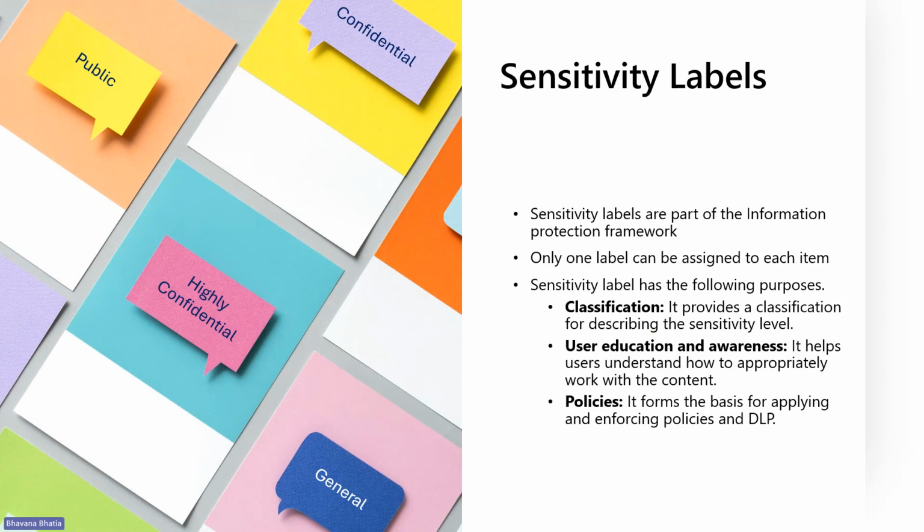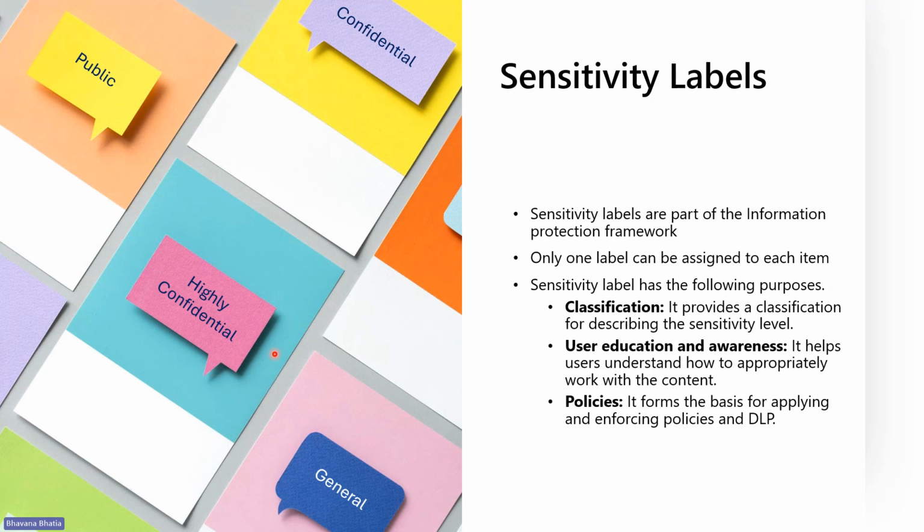Now, the first step in information protection is to create sensitivity labels within your Purview portal. You can assign only one sensitivity label at a time to your files, to emails, or to your Power BI data sets or Power BI Desktop files. Now, a sensitivity label serves the purpose of classifying the content. For example, labels can be defined such as public, general, confidential, or highly confidential. And these labels will help your users understand how to handle the content appropriately by providing them user education and awareness.